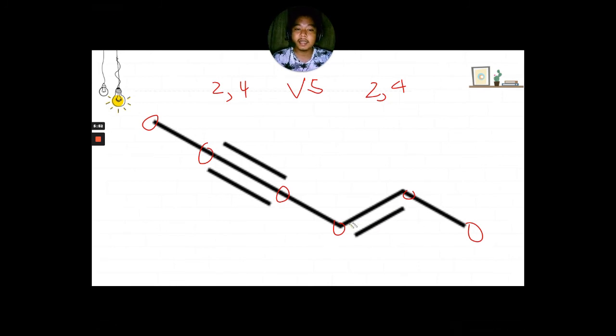Unless otherwise, tatlo to, parang may tiebreaker. So, halimbawa, mahabang chain ito, tapos yung double bond dito nasa 2, yung triple bond nasa 2 dito din, pero may mas malapit pa ditong isang double bond, therefore, it will make the total lesser, no? So, in cases such as this one, the equidistant sila from the terminal, 2, 4, 2, 4, the double bond takes precedence. No? It takes priority. We prioritize this one.